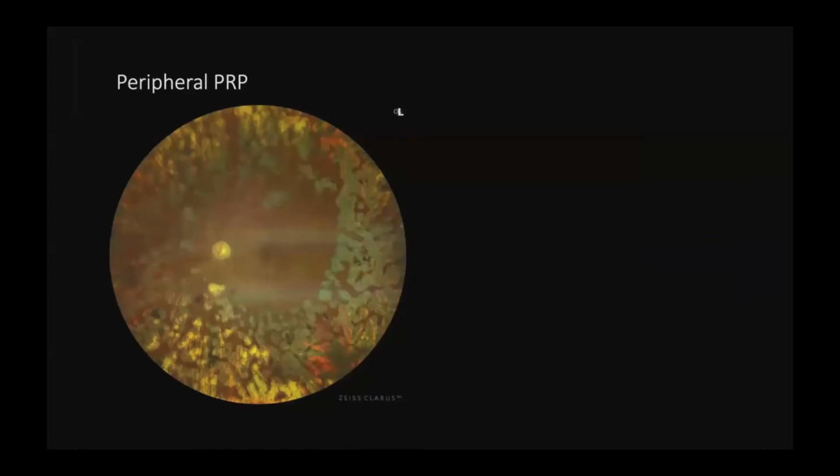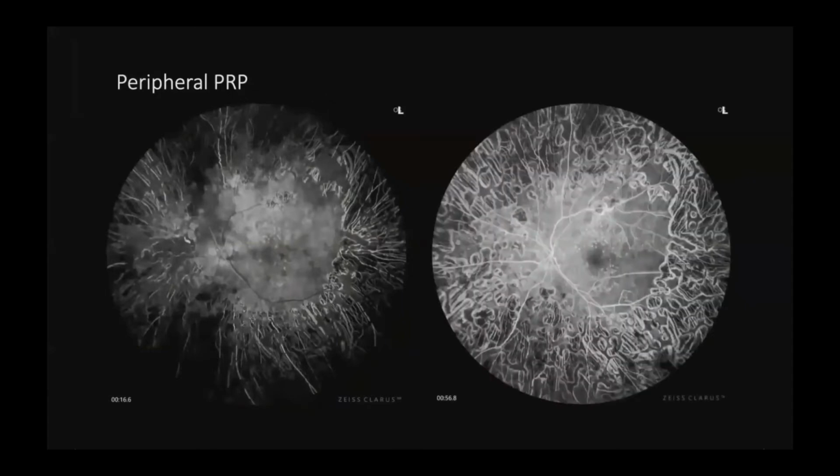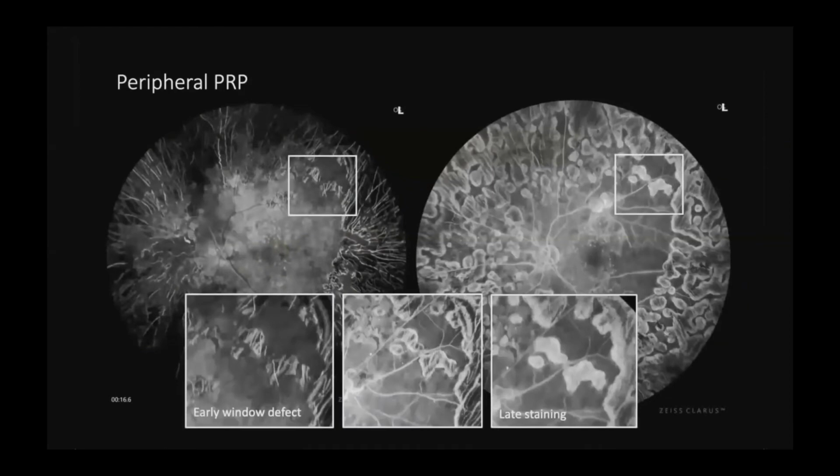Going back to the FA that I showed previously, where early in the FA, we were able to see the choroidal fluorescence. As we move through the angiogram, we see that those PRP scars now start to take up the dye and start to block the choroidal fluorescence that we saw earlier. And so early we see a window defect, and late we see staining. And so this is a nice example of two kinds of hyperfluorescence in the same area occurring at different points during the angiogram.